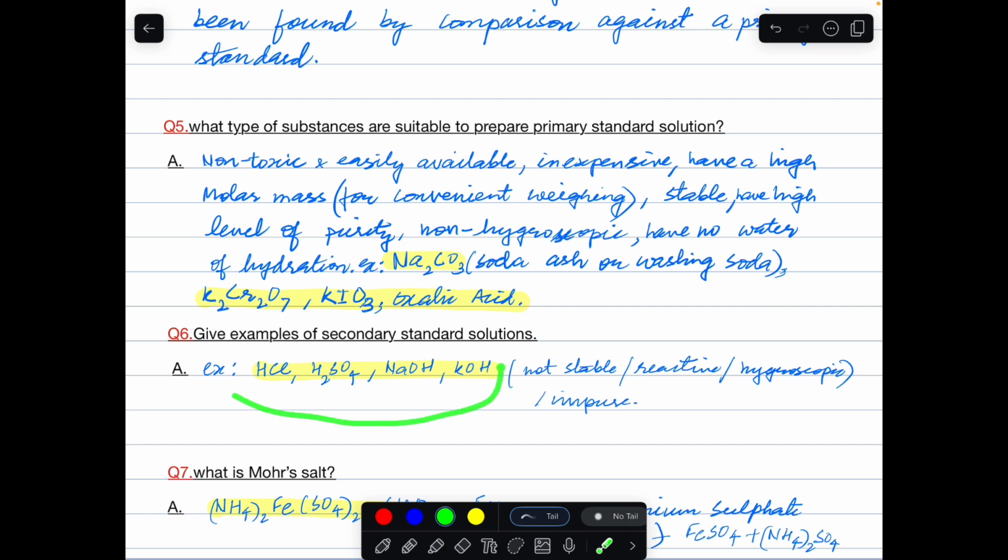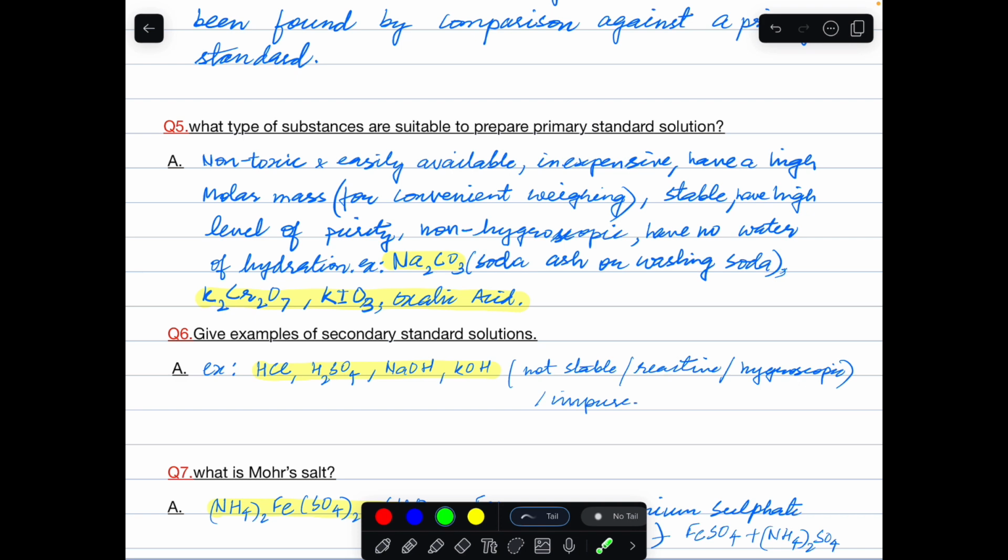We cannot avoid impurity, or we cannot have a substance of high purity. Therefore, when such substances are to be used as a standard, we first have to find their accurate concentration indirectly with some other substance, which is mainly a primary standard. So a primary standard solution is used to find out the accurate concentration of a secondary standard solution, which we have to use in a particular case.